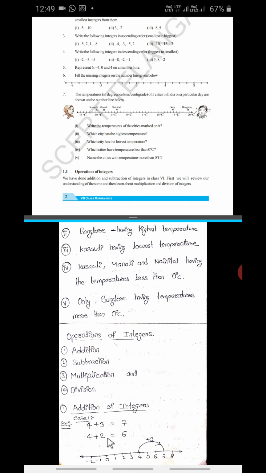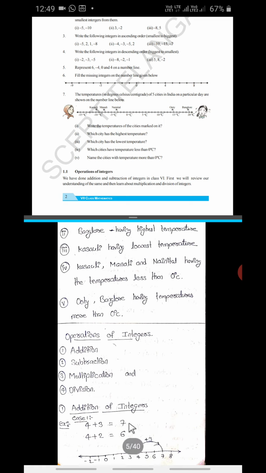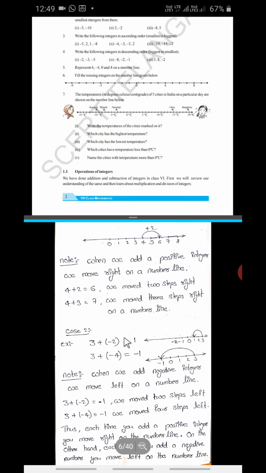Next example, 4 plus 2. 4 is one integer, 2 is one more integer. I am keeping the plus symbol in between the two numbers. 4 plus 2, 6. This is the addition of integers. See, look at here.